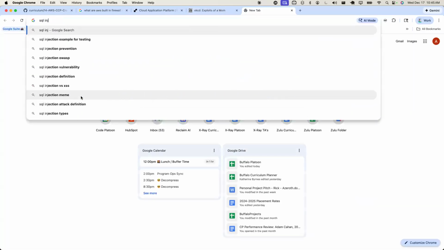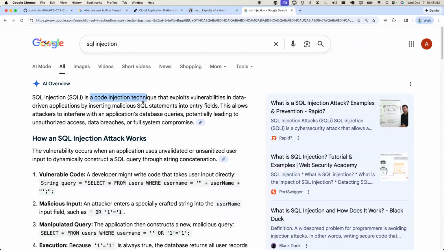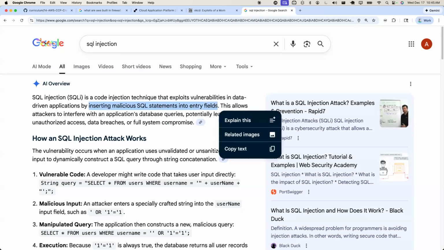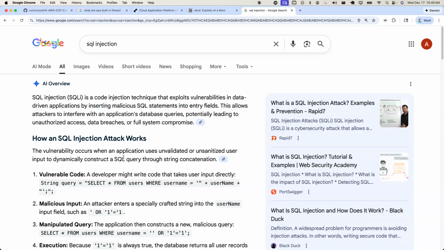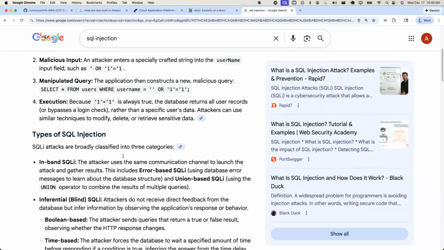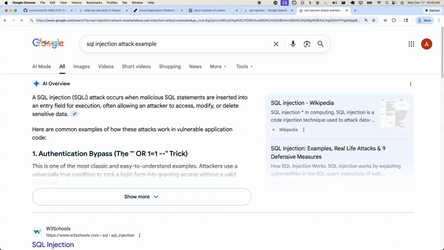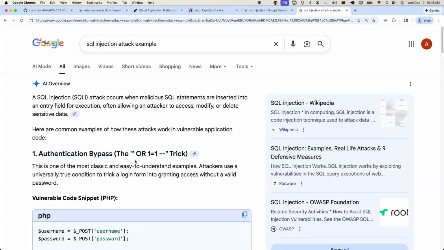So SQL injection, because we've talked a little, but not a lot about web security. SQL injection is one of the common attacks, and it inserts malicious SQL statements into entry fields. Django keeps a lot of this from happening with Django models and other things. So just by using the Django framework, we're protected from this. But an example of this might be, let's do an SQL injection attack example.